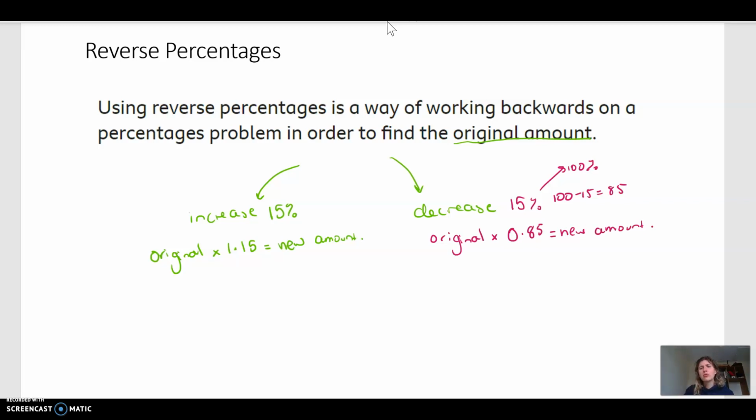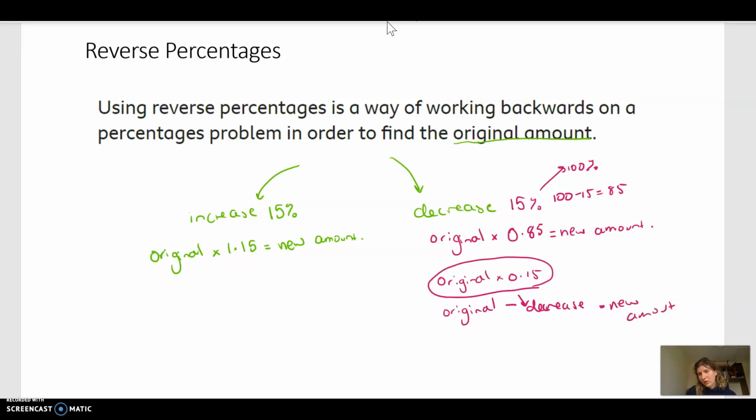Now, the other way you could do it is you could times the original by 15%, and then you could take your original and you could minus off that decrease, and that would give you the same as the new amount here. So both of these should give you the same quantity.